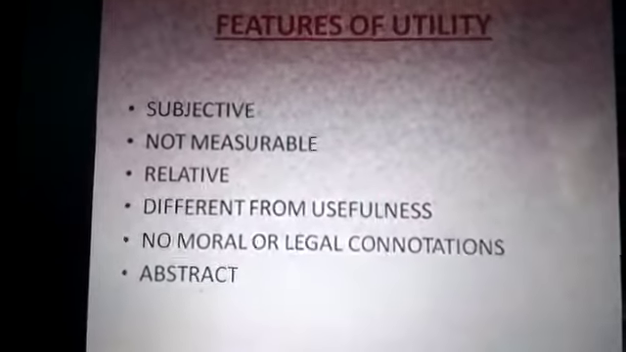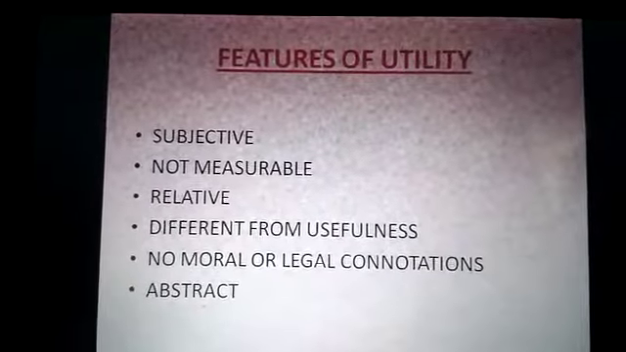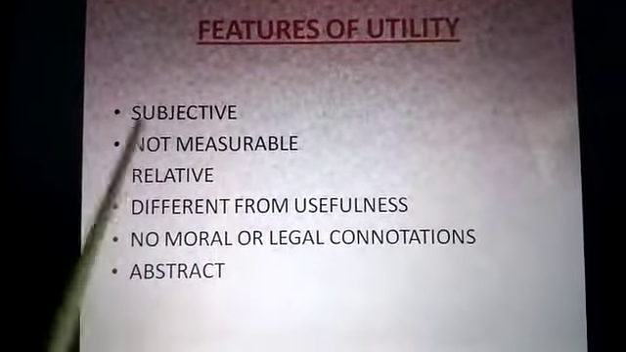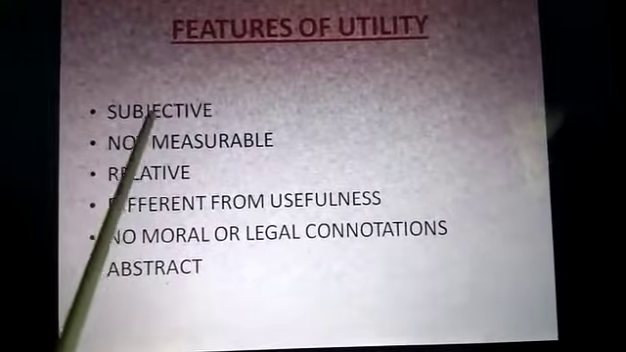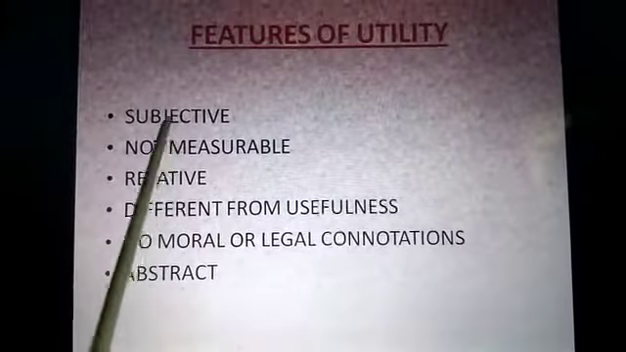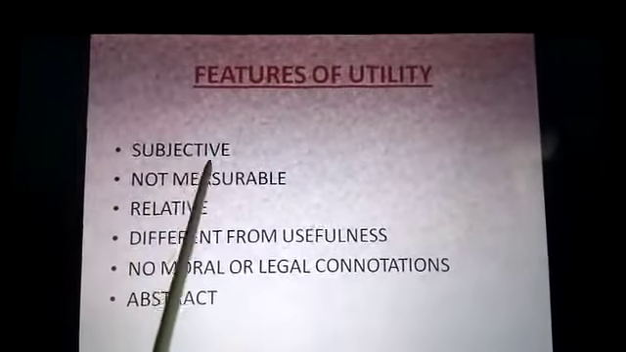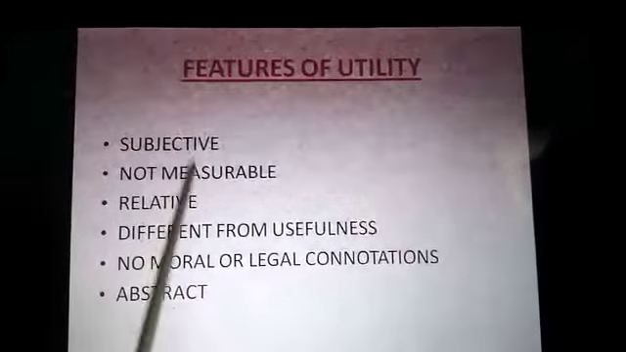One person may get a particular amount of satisfaction by consuming an apple. Another person may get a different level of satisfaction by consuming the same apple. It is not fixed for all. It is not objective. It differs from person to person. In fact, for the same person also, it depends upon the intensity of the desire. When he is hungry, he gets more satisfaction. When he is not hungry, he gets less satisfaction.